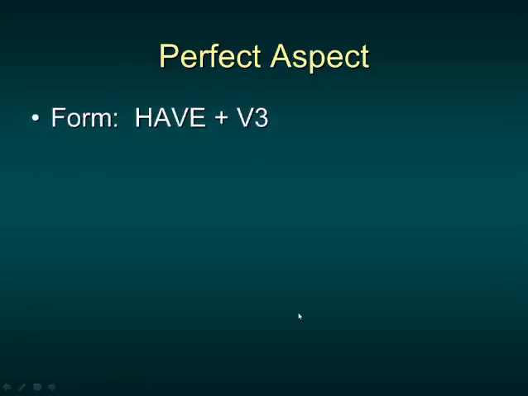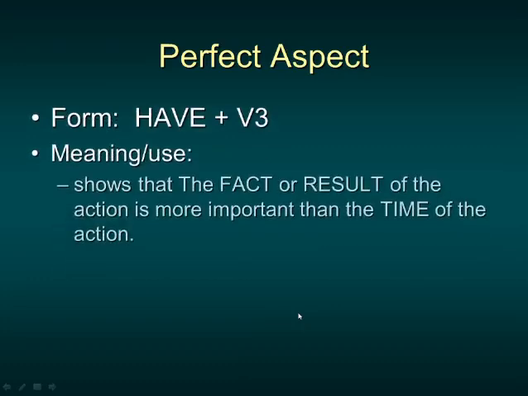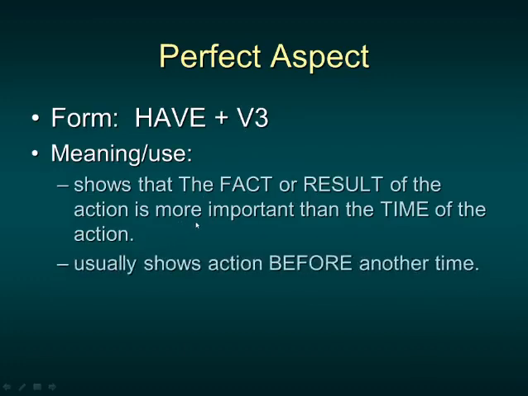Next, perfect. Have plus verb 3. Always you must understand that while we are using the perfect, you are using verb 3. Verb 3, for example, eat, ate, eaten, go, went, gone. Always we have to use verb 3, meaning the fact or result of that action is more important than the time of the action. So why are we using this perfect? Perfect is to denote the more important thing than the time of the action and to show the fact or result. Usually it shows the action before another time.